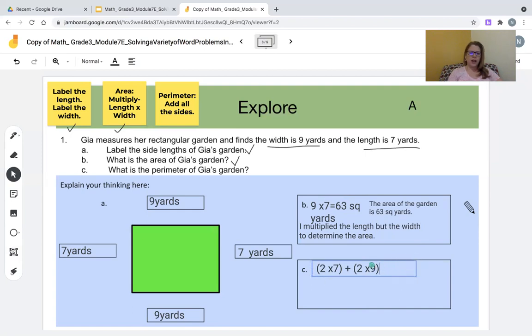I know that 2 times 7 equals 14. So I can write 14 plus, and 2 times 9 equals 18. So I now have 14 plus 18, which equals 32. So my total perimeter is 32 yards. I can write the perimeter is 32 yards. I can also, after writing my answer statement, show my thinking.